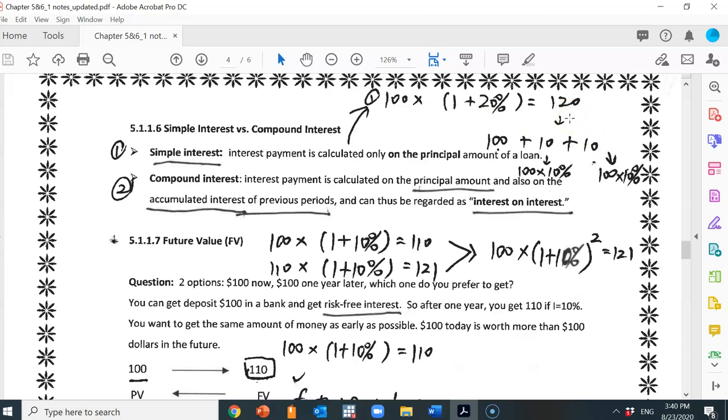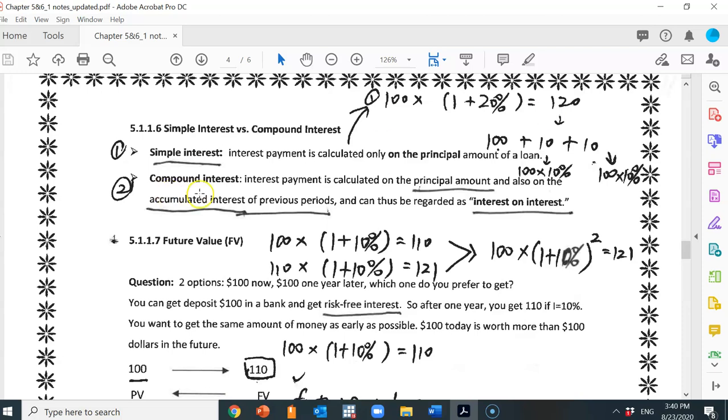After a year, you get interest of $10. In the second year, you get another interest of $10. So after 2 years, you have 120 in total, because you only earn interest on your principal, which is 10% of the principal each year accumulated.